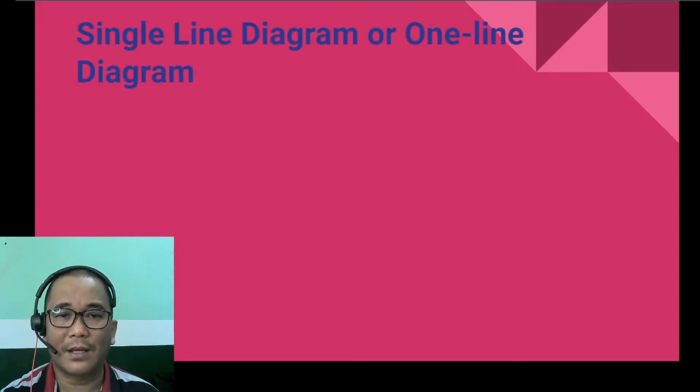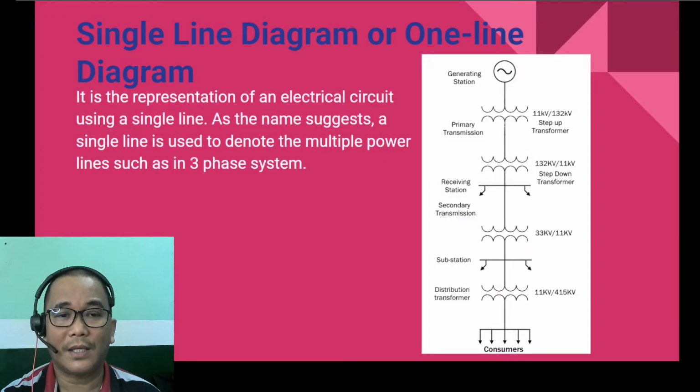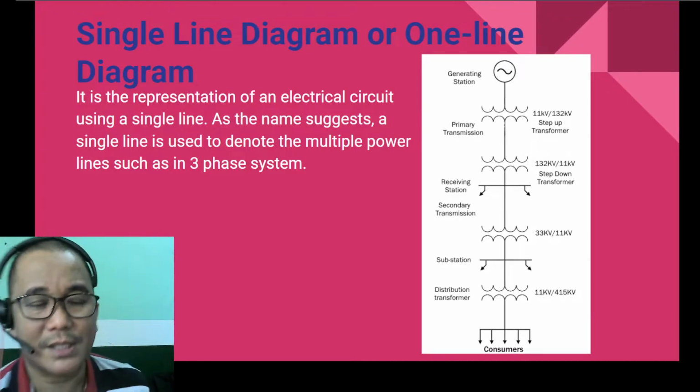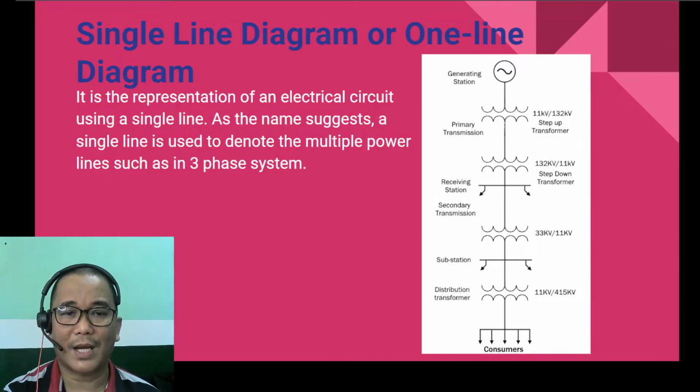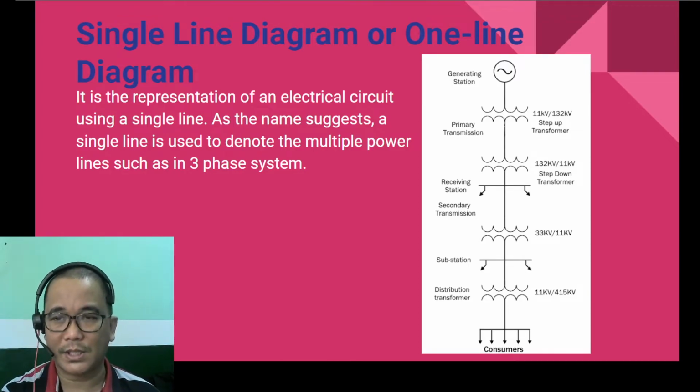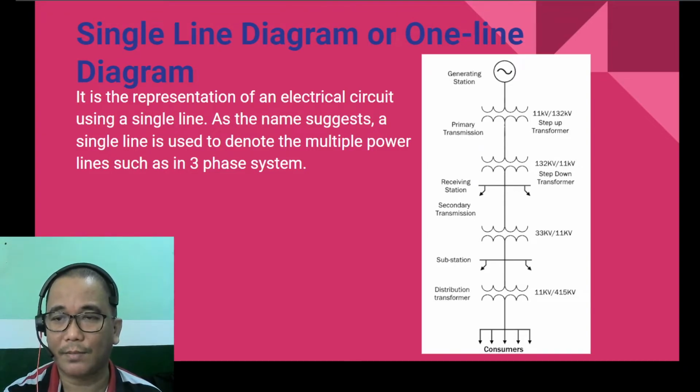Okay? The next one is what we call the single line diagram or one line diagram. As in our example here, it is a representation of an electrical circuit using a single line. As the name suggests, a single line is used to denote the multi-power such as a three-phase system. Single line diagram does not show the electrical connections of the components, but it may show the size and ratings of the components being used.